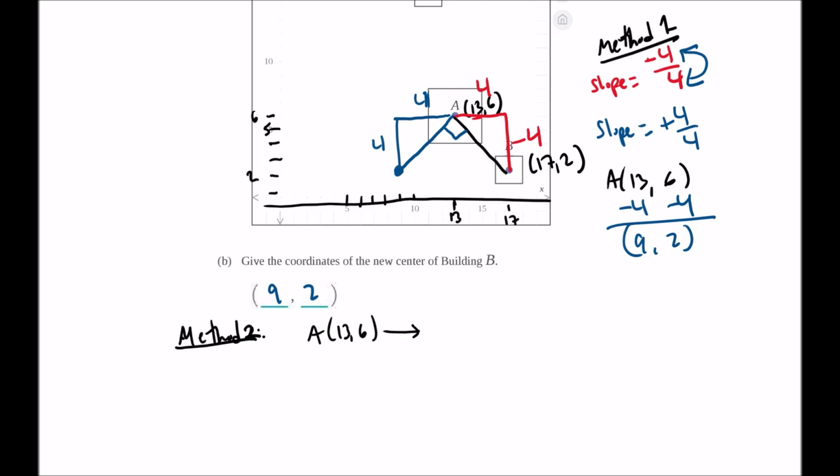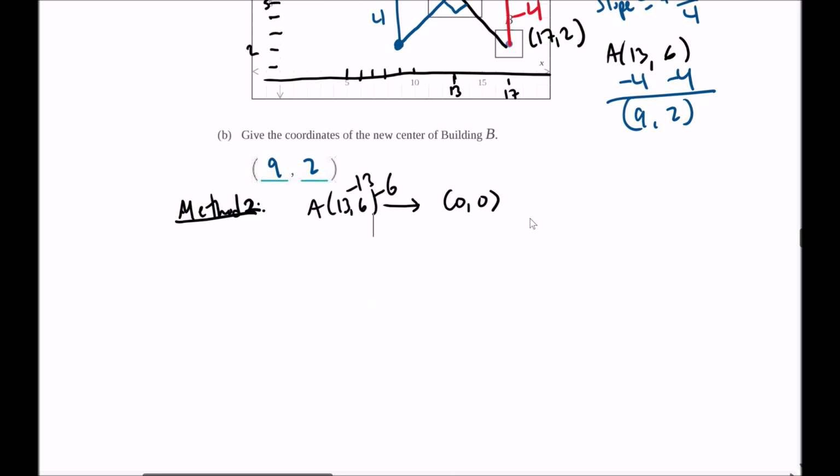So you're going to move it so it goes at the origin. That means you're going to go 13 to the left and 6 down, and that will make it go to the origin. But if you do that for A, you need to do that for B as well. Okay? So B is 17, 2. You're going to move 13 to the left and 6 down, and that's going to convert B to 4, negative 2.